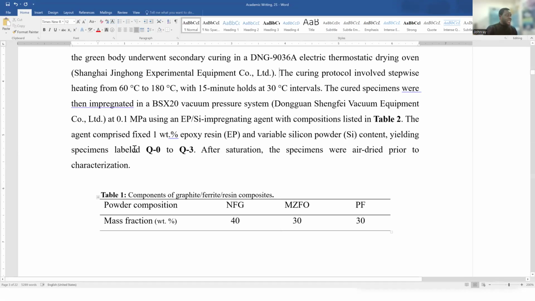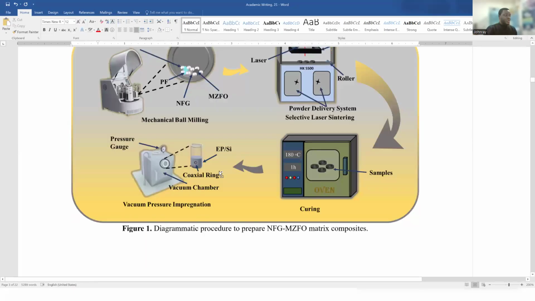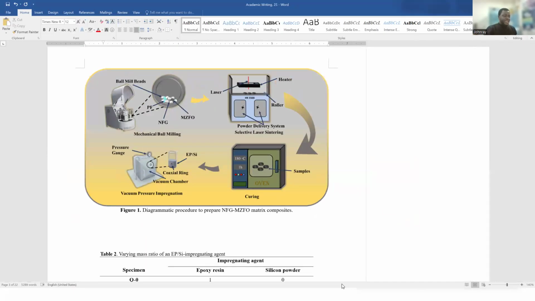If you look at it, the last part, he talked about how. Also, one thing I also advise is that anytime you are doing your methodology, it's advisable to add a figure to it, to put everything you are doing in a figure form. So if you look at this, this is what the person has done. If you read carefully, you pay close attention to that. You start from the ball milling part, the mechanical ball. Then he went to the selective laser sintering, then he went to the ageing part, then he did the impregnation, which is the last part of it. So it followed that order.